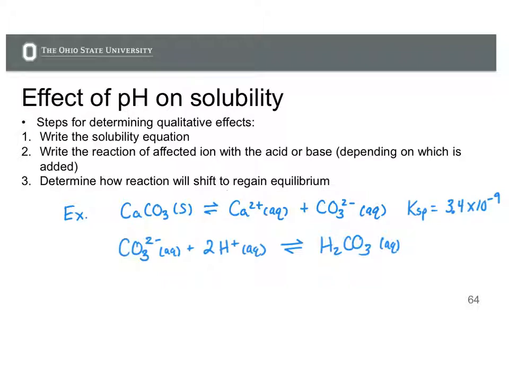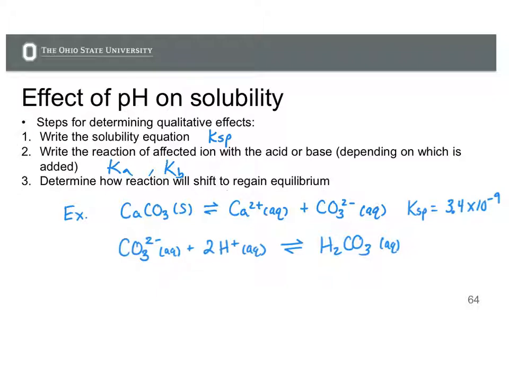So we can go on and you can figure out equilibria and concentrations of acid or base that would increase or decrease the solubility. We never really calculate decrease solubility for various salts. But if you're looking at more of a qualitative effect, the first thing you'll want to do, like we did here, is write out the equilibrium for the solubility, so the KSP expression. And then you can write the reaction of the affected ion that reacts with acid or base, depending on which you're adding. And that's going to be another K, Ka, or Kb, depending. Okay? And that should help you determine which direction the reaction is going to shift in order to regain equilibrium.